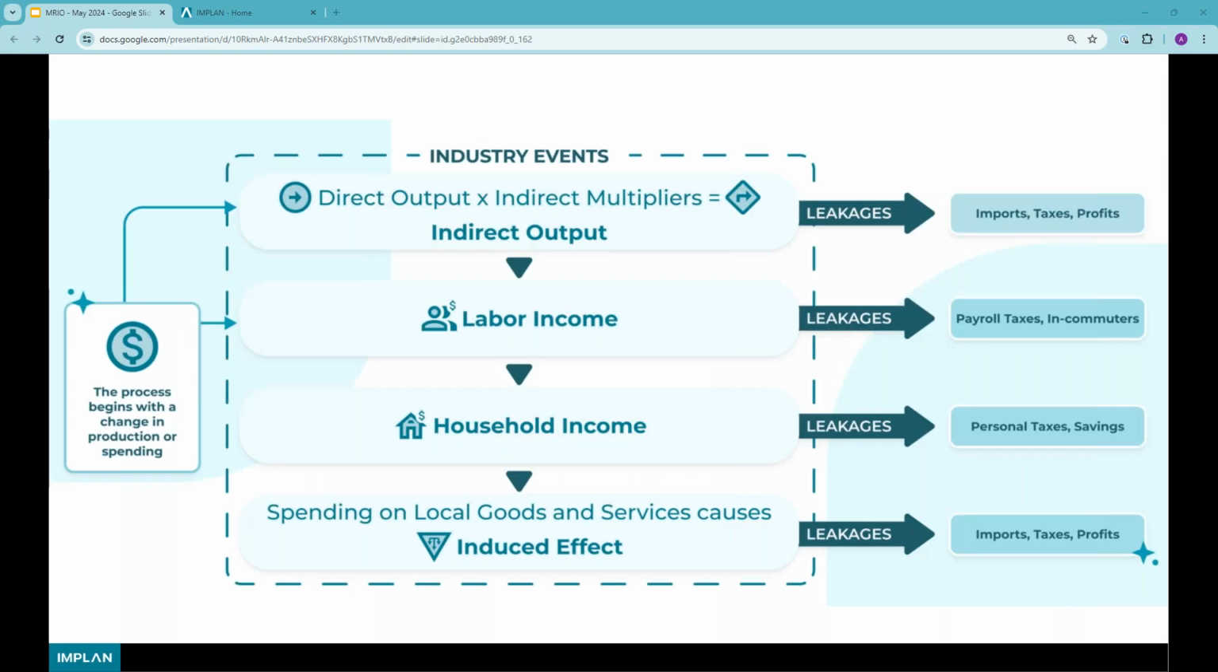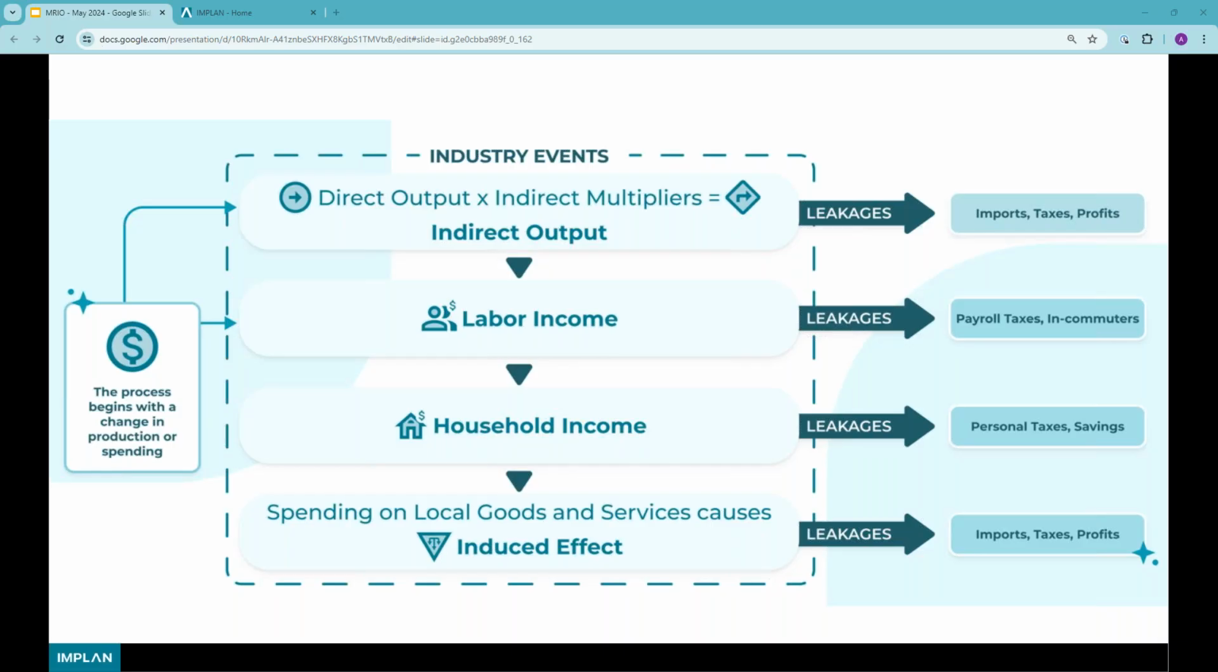As I said, most of our analyses in IMPLAN are going to generate all three effects, and they're typically going to start with the direct effect. The direct effect is the activity or policy that you are modeling in that region. Those direct effect values are applied to the industry's indirect multipliers to calculate the supply chain purchases, or those backward linkages within the regional economy that support that directly impacted industry.